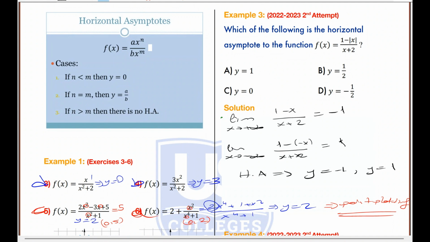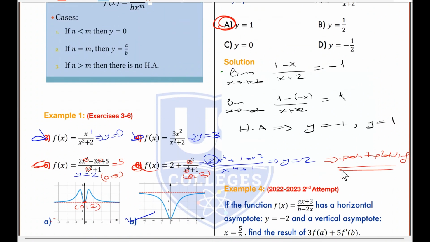One of them will be in the options. Option A will give you 1. Okay. We will either have both of them in the same option or one of them.